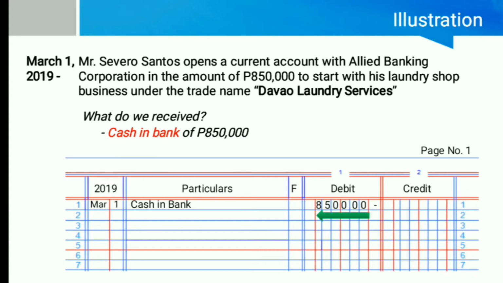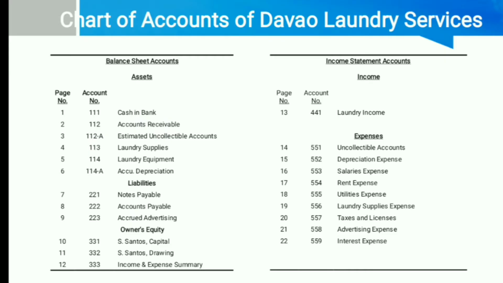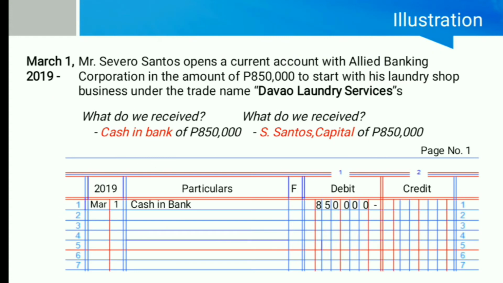For our credit entry, what do we part with in order to get the cash in bank of 850,000? It is the ownership interest of Mr. Severo Santos in the business. And this one is represented in the account title as Santos Capital. So our credit entry would be Santos Capital of 850,000 pesos.